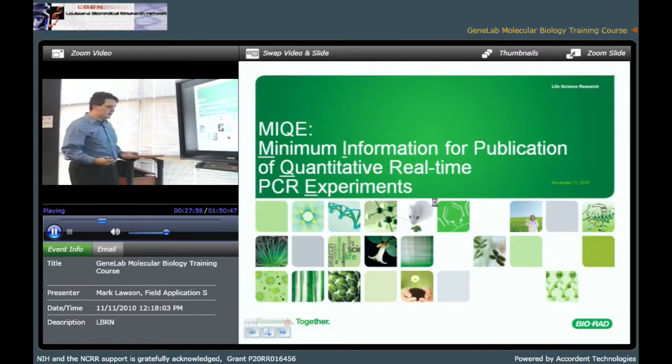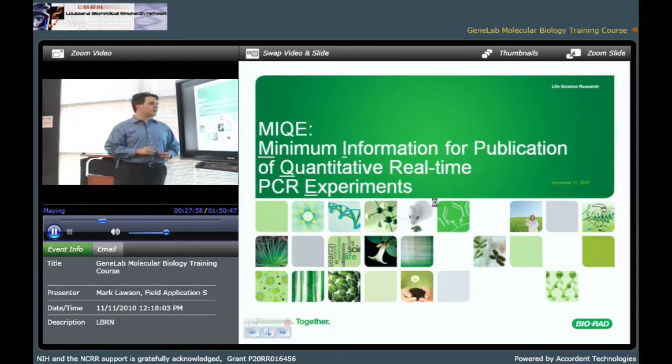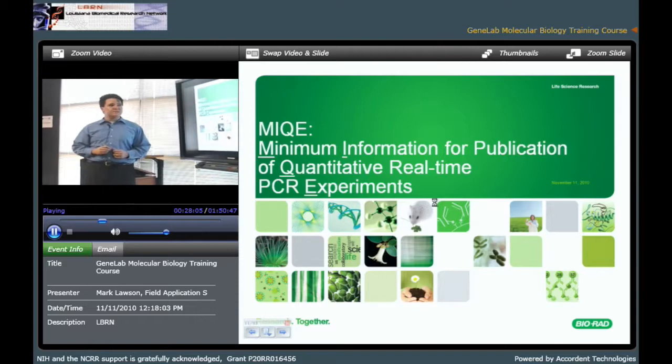Now, we've talked about that. We're going to keep coming back to it, but I want to go ahead and talk about MIQE before we get too deeply into other topics. For those of you who have not been following this particular topic, MIQE stands for Minimum Information for Publication of Quantitative Real-Time PCR Experiments. Now, I think they've skipped a few too many letters.